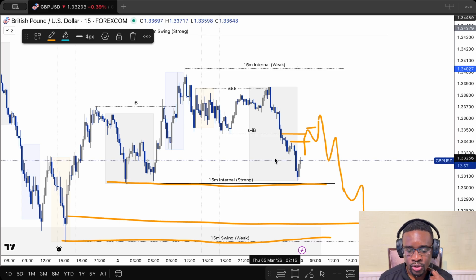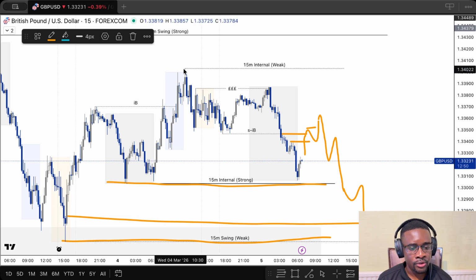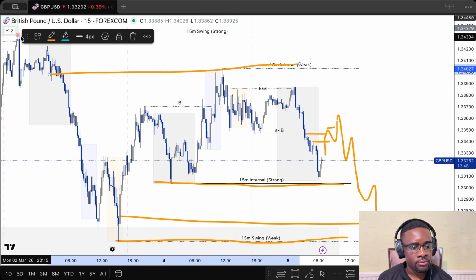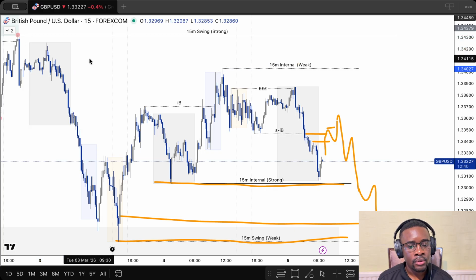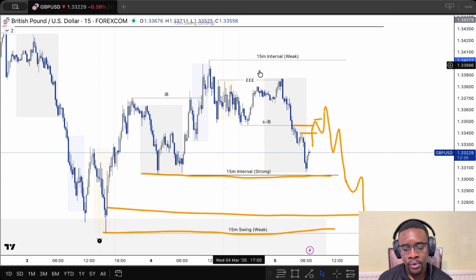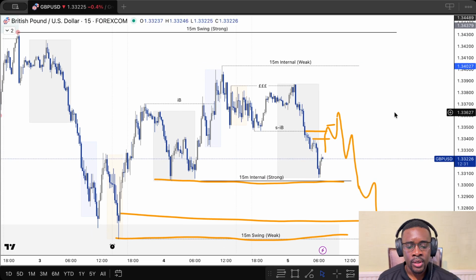The expectation is that swing structure is stronger than internal structure. Once we've mitigated the extreme, as we have, coming up to this extreme and mitigating that area, everything else is filled up. So the expectation is that price will continue bearish and continue to go down. This is what I'm looking at, and what I'm looking to see for today.